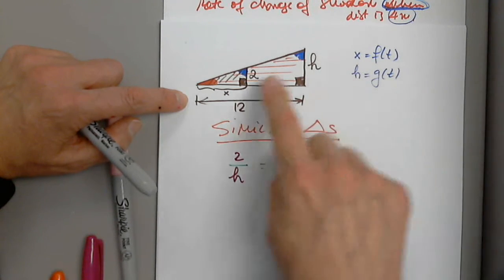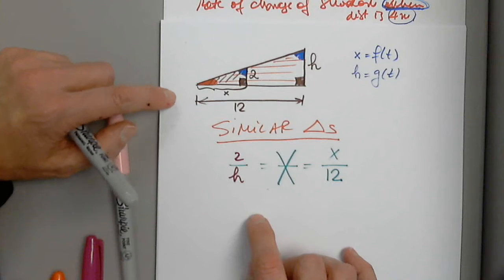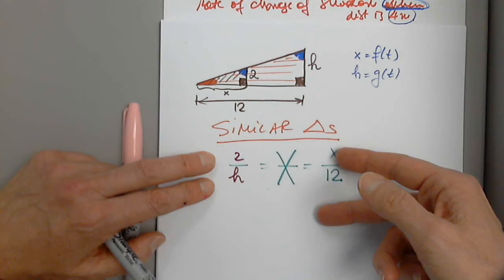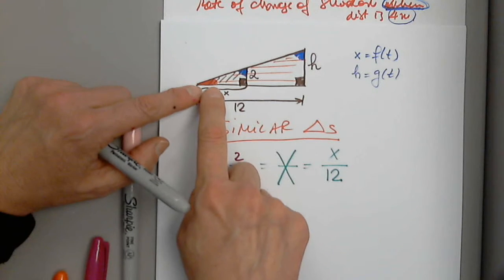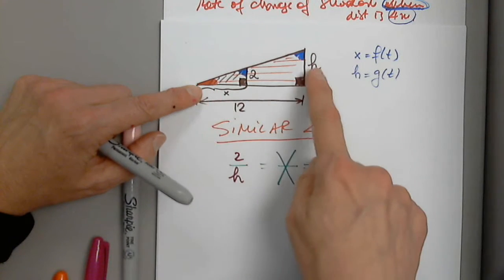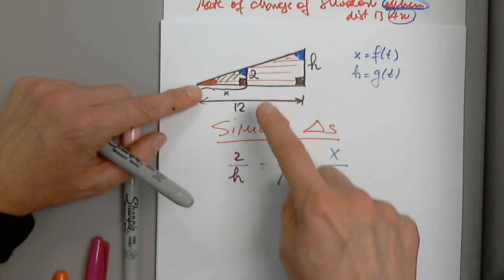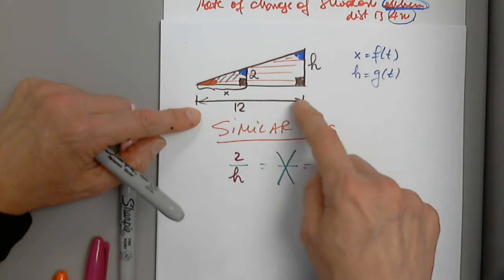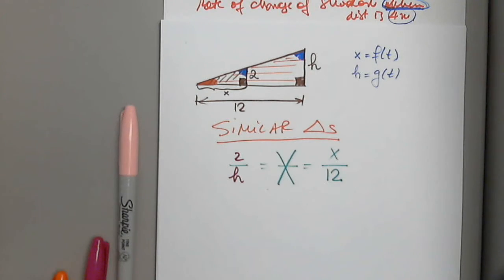As you see, H, 12, and this. You cannot write 2 over H equals 12 over X. That would be wrong. So one more time. Small one, opposite 2. Small one, opposite H. Blue one in the small one, opposite X. Blue one in the big one, 12. This is the relationship we need.